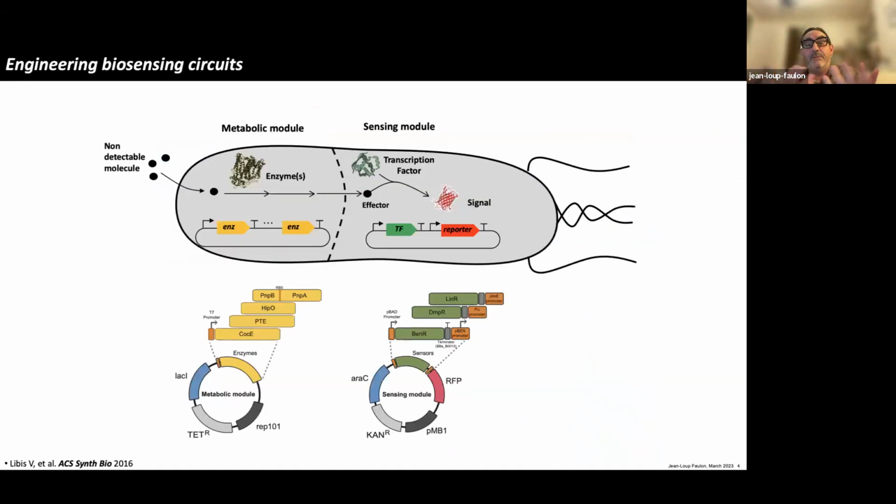This is the way it works. In order to engineer, we usually do this in two modules. A module that contains the enzymes that will transform the non-detectable molecule into a detectable one, the effector, and then another module that contains the transcription factor and the reporter genes. And you can swap the enzymes depending on the molecule you wish to detect, and also the transcription factors.